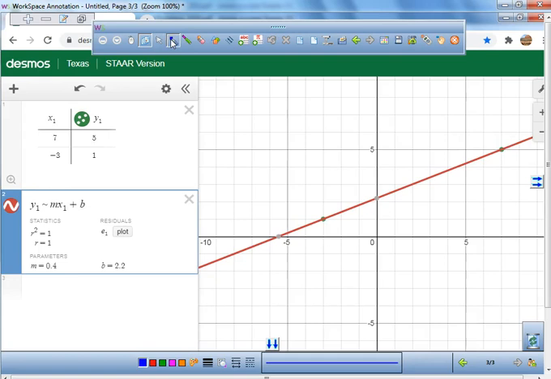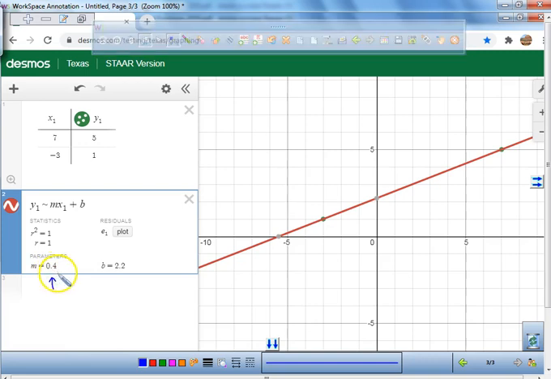Now, Desmos will only help you if you know what you're looking for. Does everybody see this little decimal right here of 0.4? Do you guys know what fraction 0.4 is equal to?